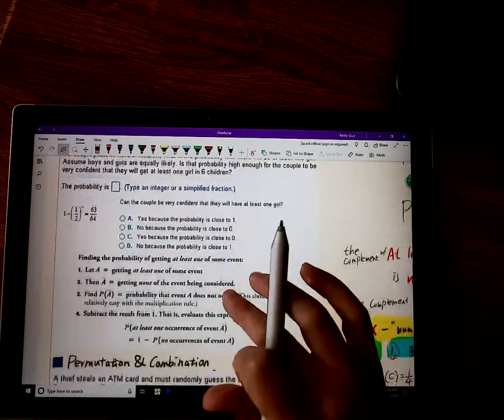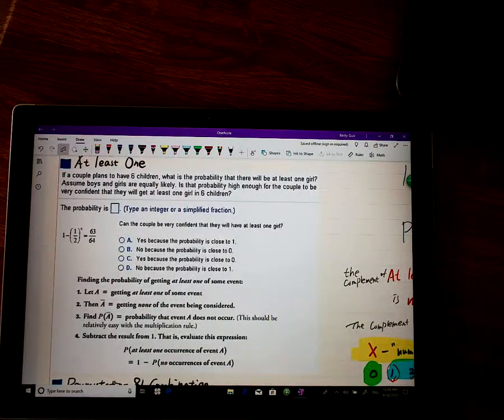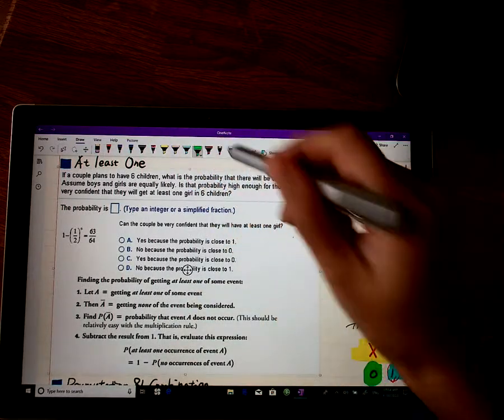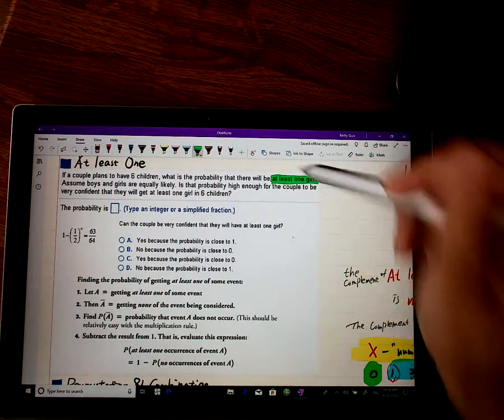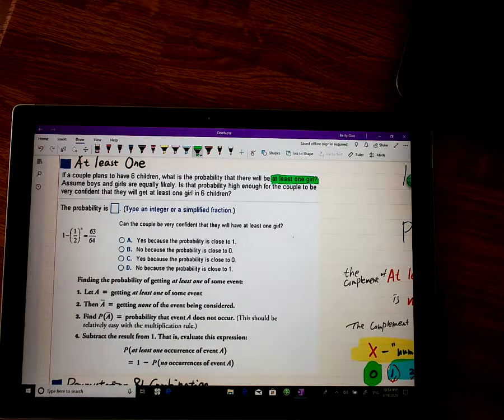So here is the problem from the notes. If a couple plans to have 6 children, what's the probability that there will be at least 1 girl here? We are looking for a probability of at least 1. Assume boys and girls are equally likely. Is that probability high enough for the couple to be very confident that they will get at least 1 girl in 6 births? Let's see how we find the probability.